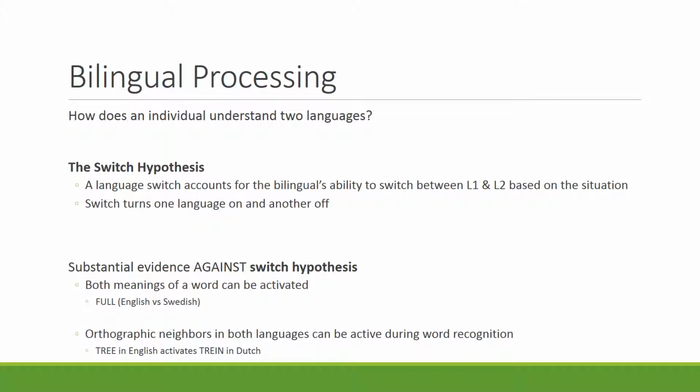So here we have two pieces of evidence showing that two language systems can be active at the same time. And that goes directly against what the switch hypothesis would say, which is that we can only have one language active at a time.